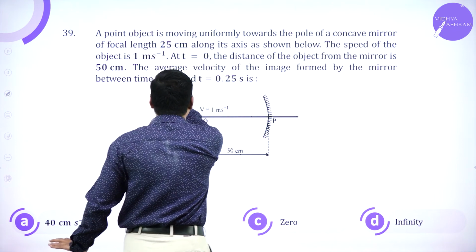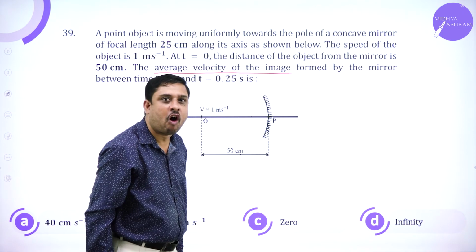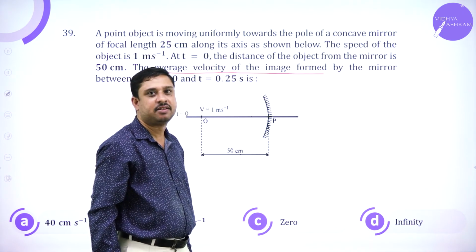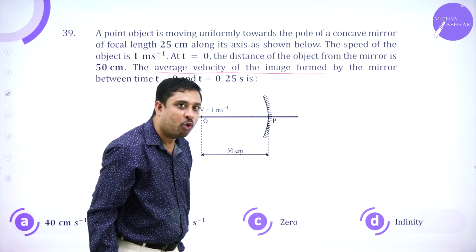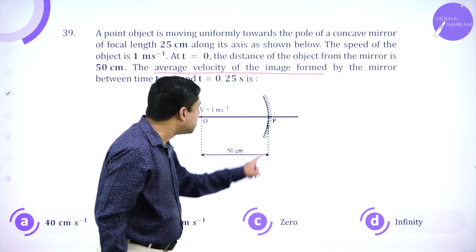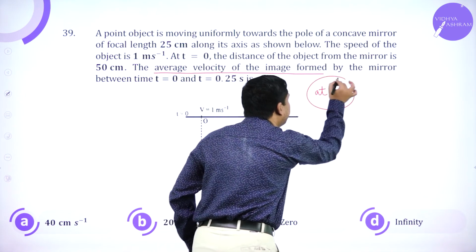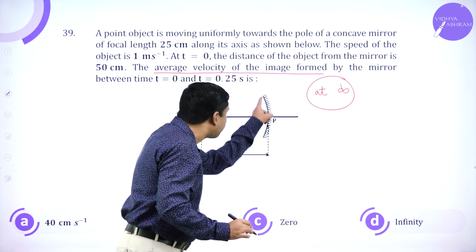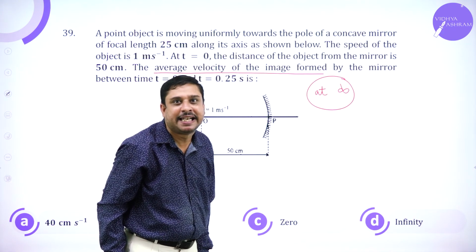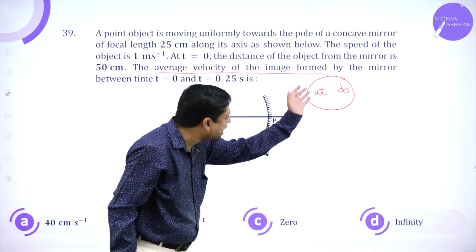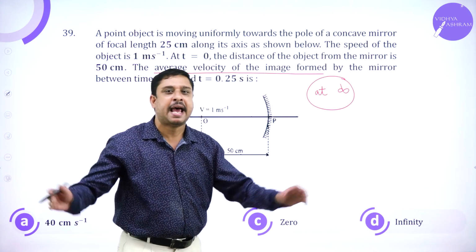Now, the average velocity of the image formed has to be calculated. Concave mirror, we know the image is formed always at infinity. Looking at the nature of the mirror, very clearly it is formed at infinity. Don't go through such formative statements. Just know the principles of concave mirror. Answer is there.